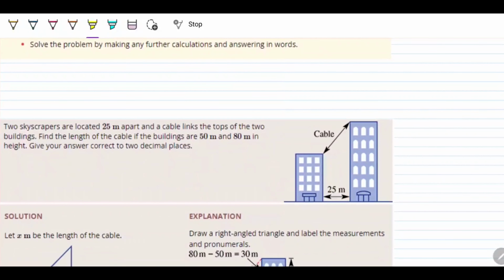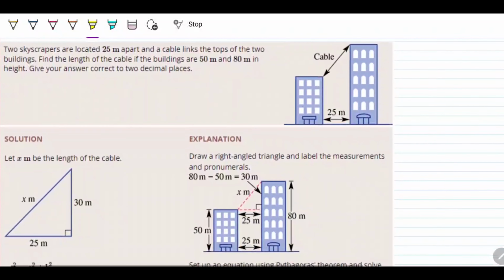So we're going to walk ourselves through this example first, and then we'll give one of them a try. Two skyscrapers are located 25 meters apart, and a cable links the tops of the two buildings. Find the length of the cable if the buildings are 50 meters and 80 meters in height. Give your answer correct to 2 decimal places.